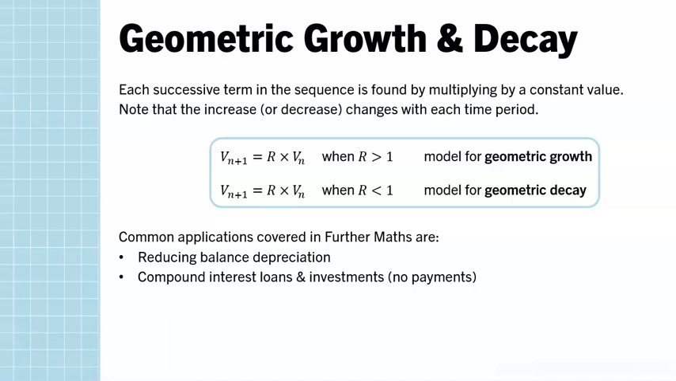When we're looking at geometric models, we're talking about each successive term in a sequence being found by multiplying by a constant value. When we're looking at growth, the increase, that means that the value of the multiplier, shown here as the capital R, is greater than 1. If we have decrease or decay, that value of R is between 0 and 1. The common applications that we look at in further maths are reducing balance depreciation and compound interest loans and investments with no payments, just interest.